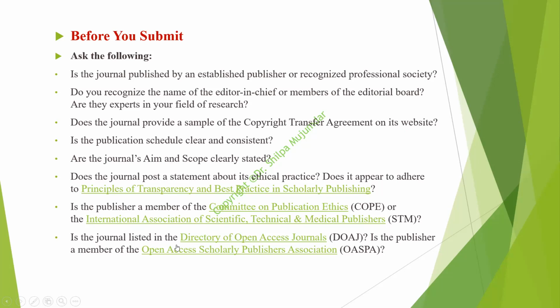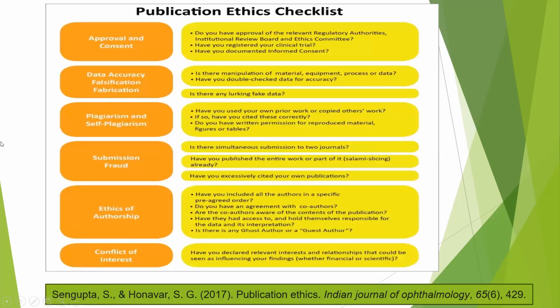Is the journal listed in the Directory of Open Access Journals, that is DOAJ? Is the publisher a member of the Open Access Scholarly Publishers Association or not? If these things are there, then definitely the journal is good. You can also see the publication ethics checklist, that is approval and consent. Do you have the approval of relevant regulatory authorities? If you have done the research, check this: do you have the proper approvals?